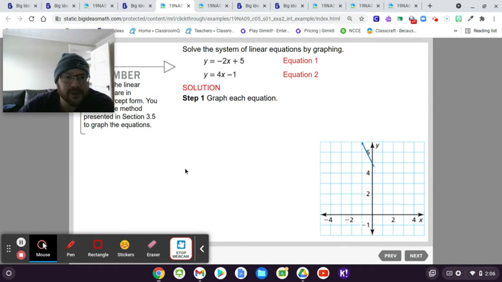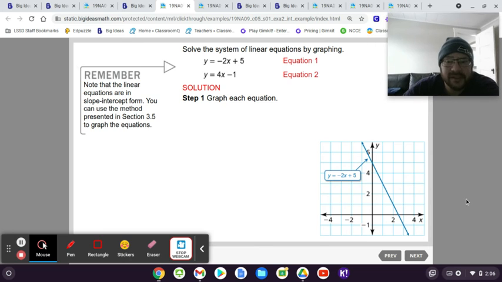So you graph the first equation, which we've done. You might need a little refresher, I know it's been a whole year since we've done this. And then you graph the second one. 4x minus 1 has a y-intercept of -1 and goes up 4 every time it goes over 1. And there is the point of intersection.